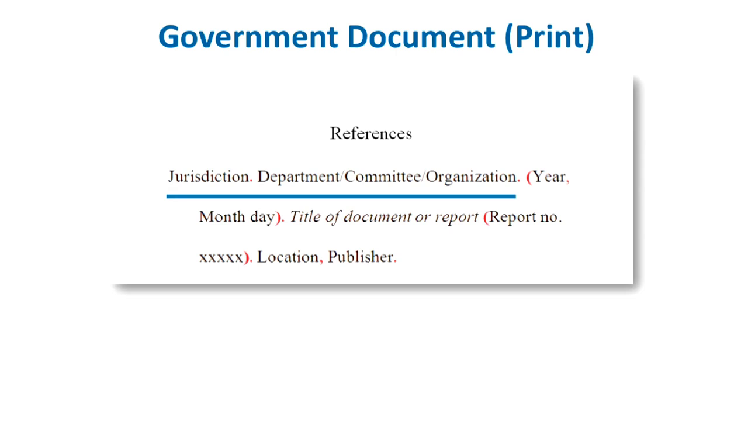Start with the name of the government, department, committee, or organization who created the document or report. Most government documents will not have individual authors listed, but will have a group author. Jurisdiction refers to the country, province, or city. You only state the jurisdiction if it's not already apparent in the name of the department or organization, or in the title of the document.